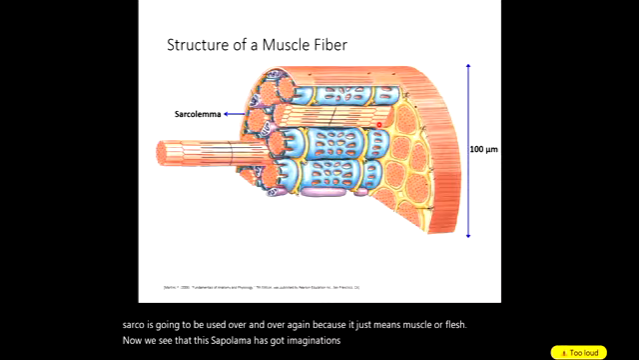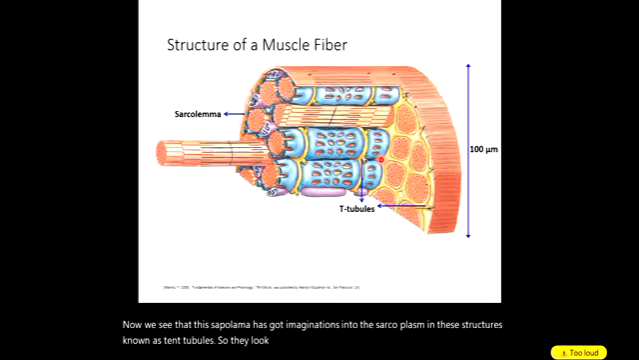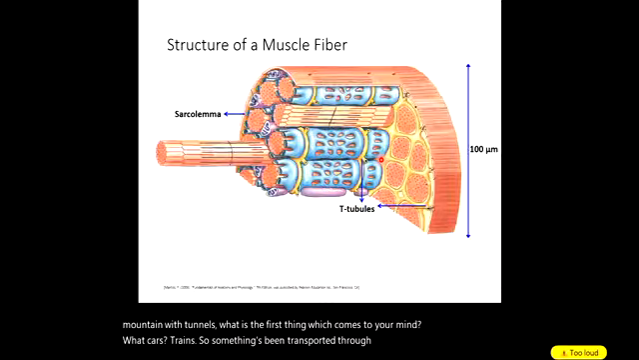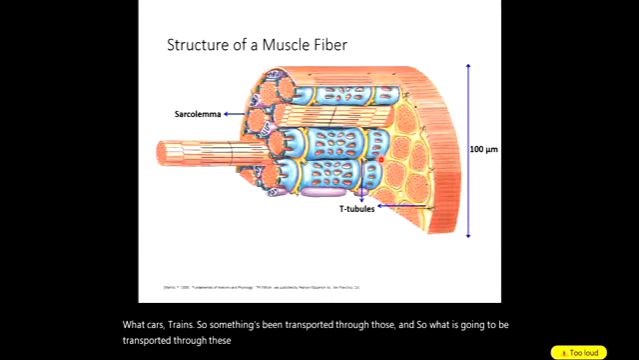Now we see that this sarcolemma has got invaginations into the sarcoplasm in these structures known as T-tubules. So they look like little tunnels passing right through the muscle fiber, and these are known as T-tubules. And the analogy I would give you is that these T-tubules are like tunnels going through mountains, right? And so when you think about a mountain with tunnels, what is the first thing which comes to your mind? What goes through those tunnels? What? Cars, trains, right? So something's being transported through those tunnels. And so what is going to be transported through these T-tubules will be action potentials, right, which will be generated as a result of signals from the brain.